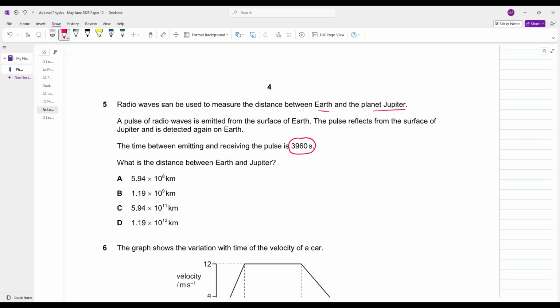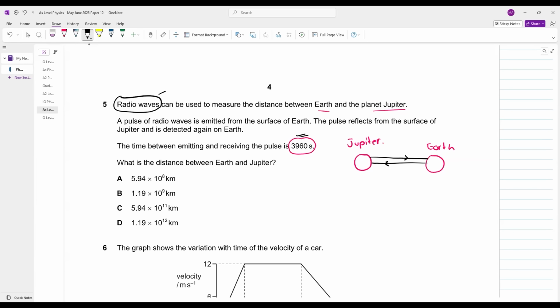अच्छा बेटा देखो हो ये रहा है, ये आपका planet Earth है. This is your planet Earth and this is your planet Jupiter. हो ये रहा है कि a radio wave is being emitted from the surface of the Earth. The pulse goes, hits the surface of Jupiter and then reflects back towards the Earth. इस पूरी जर्नी का टाइम क्या है? 3960. Can you realize radio waves are which types of waves?